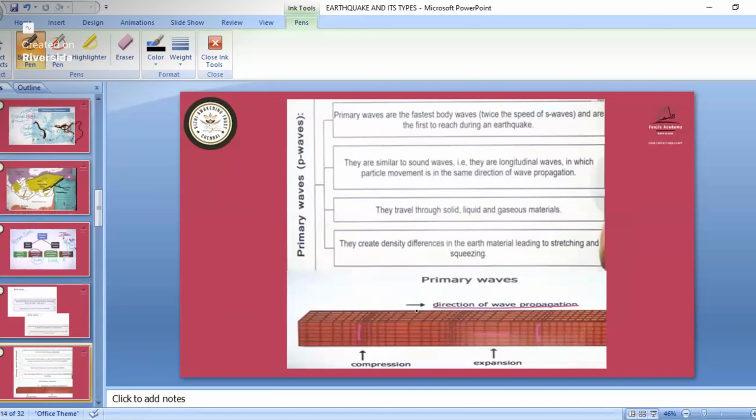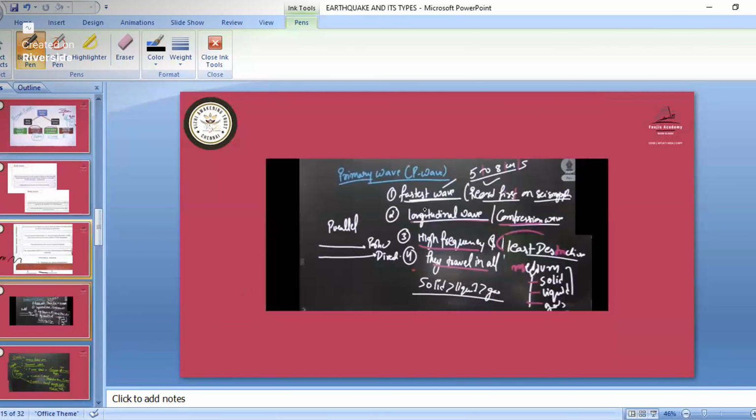Now the primary waves, when they come, move in compression and expansion. It will compress, compress, and then there will be some expansion, with a direction of wave propagation. Primary waves are the fastest waves, and they are also known as longitudinal waves.